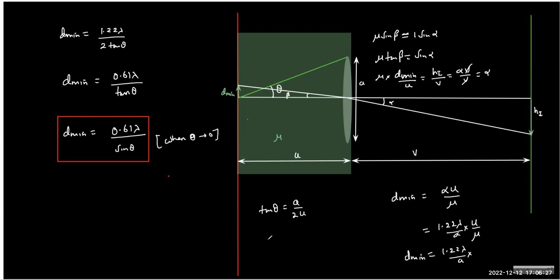So U by A becomes how much? 1 by 2 tan theta, right? That's it. Okay, anyway, we'll just put it A by 2 tan theta into 1 by mu. So you can see everything is there. Only mu will come as an extra element.